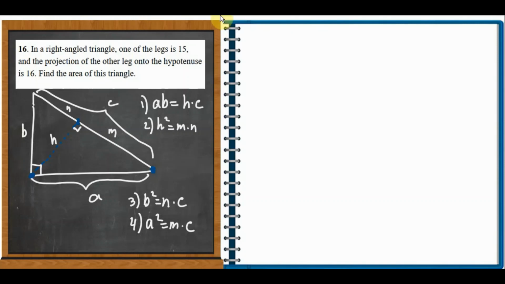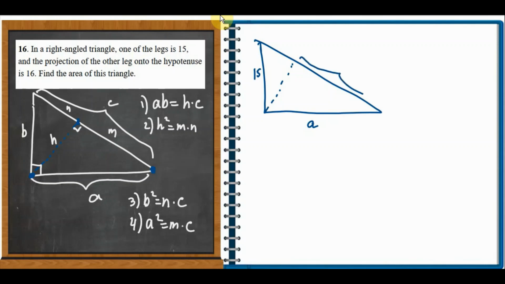So in this question here, we are given a right angle triangle. One leg is 15. If one leg is 15 and the projection of the other leg, let's say this is A and projection of this A is 16. So this length here, line segment is 16. Find the area. So we must know the area formula here, that A multiplied by B divided by 2, or area is equal to C multiplied by H divided by 2. So let's suppose this is H.